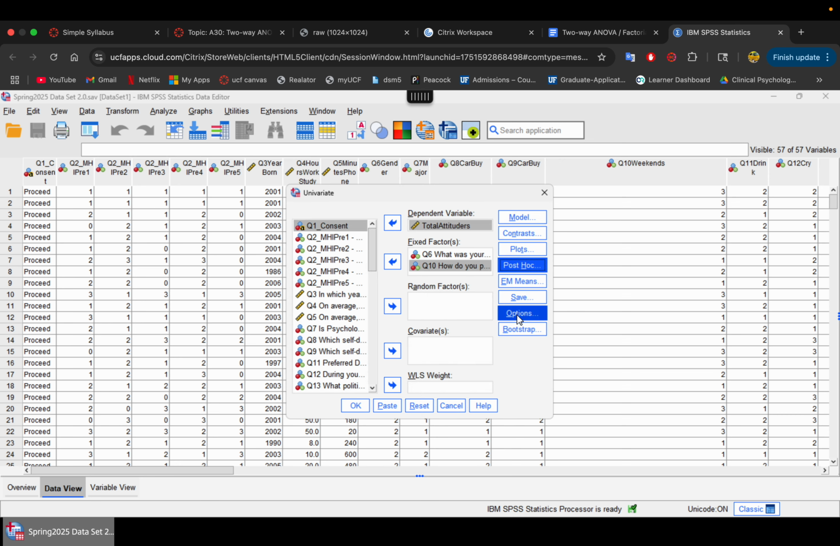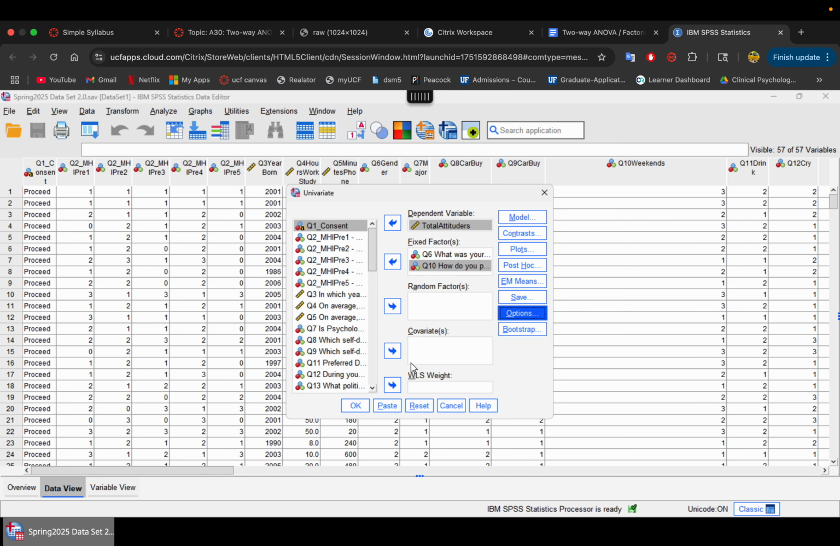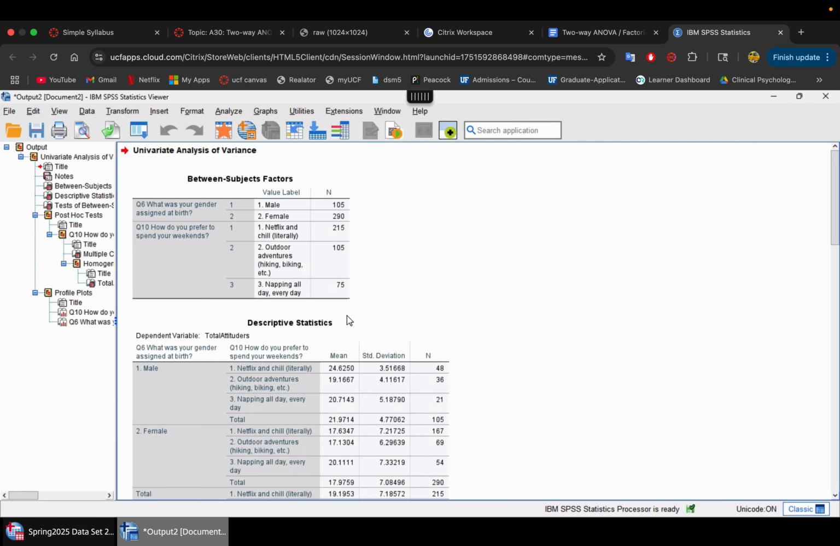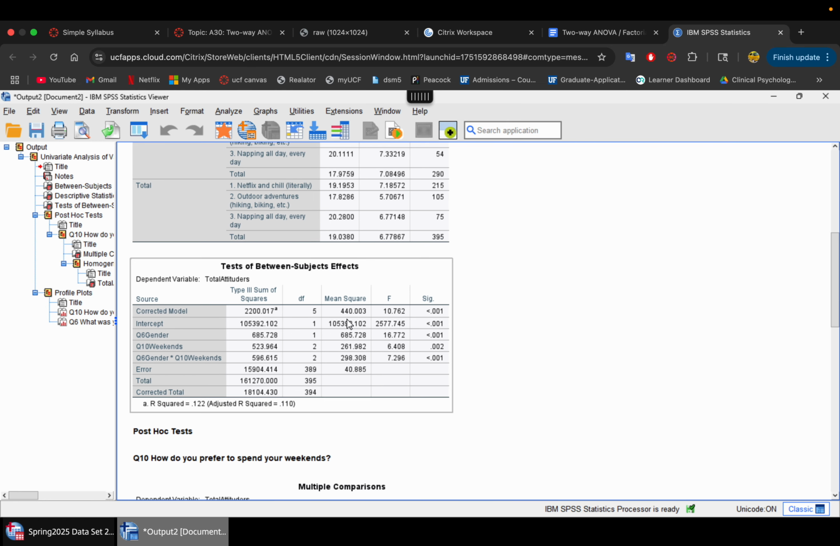And then once we're here, we're going to go to options. I always do descriptives. And then we're going to click OK. Then we're going to look at this table right here, the tests of between-subjects effects.